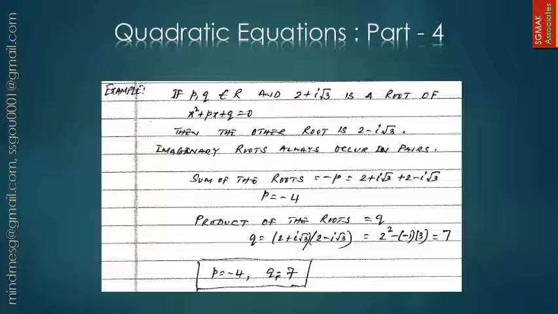So the sum of the roots, if you take, is minus p, which in this case is 4. So p is minus 4. The product of the roots is q, which is 2 plus I square root of 3 multiplied by 2 minus I square root of 3. So that comes out to be 7. So p is minus 4 and q equals 7.